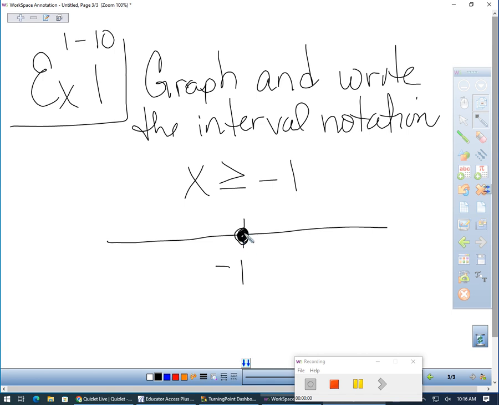Now, if it is greater than, that inequality sign is pointing which way? It's pointing to the right. So that's why we're going to draw our arrow going to the right on the end.